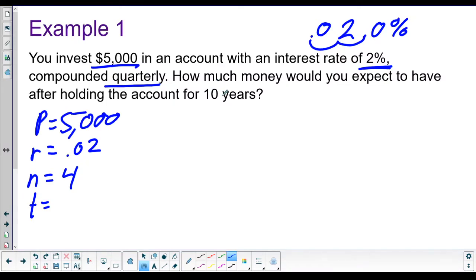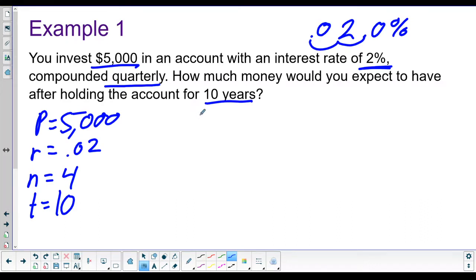And now we want to know how much money would you expect to have after holding the account for 10 years. So we just put our 5,000 bucks in. They say you'll get 2% a year. We say, yeah, that sounds great. And then you let this thing just sit there, and 10 years later you come back and see how much money you have. So t equals 10 because we're going to wait 10 years.